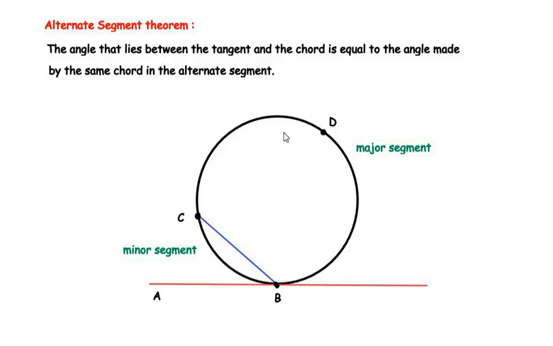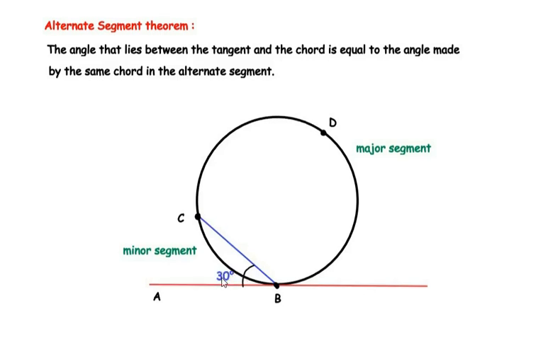You can see that we have drawn a circle over here and AB represents the tangent touching the circle at point B, and we have drawn a chord BC inside the circle. This chord divides the entire circle into two segments. One is this small segment called the minor segment, and the other is this larger segment called a major segment. Now let us say that this chord makes an angle of 30 degrees with the tangent this way.